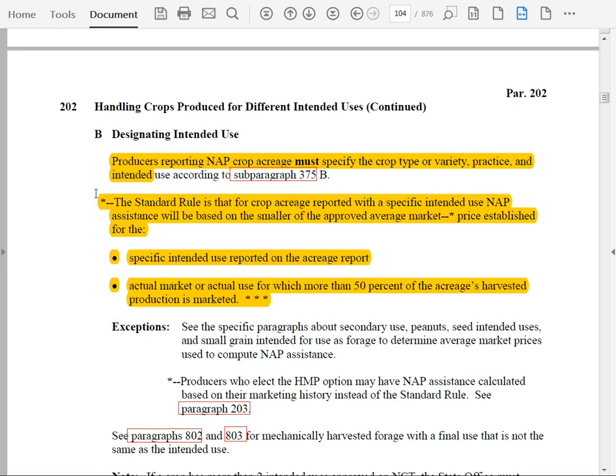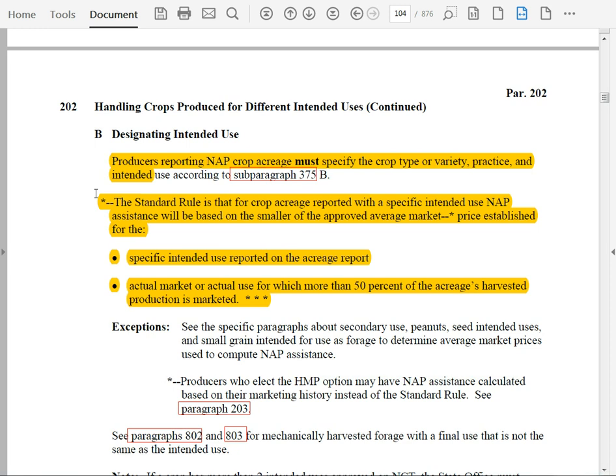Not every crop has multiple intended uses, but it's very important that whenever the producer completes an acreage report, the county office records the producer's intended use. Intended use can play an important role in determining payments under the NAP program. In paragraph 202b, we're first introduced to the standard rule.